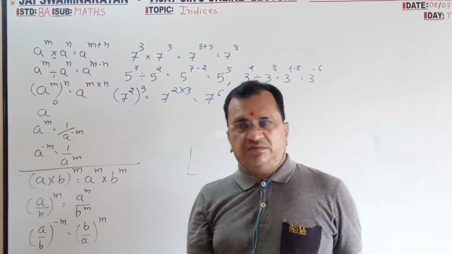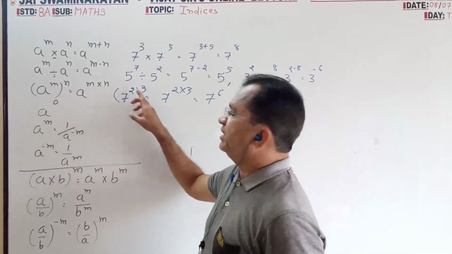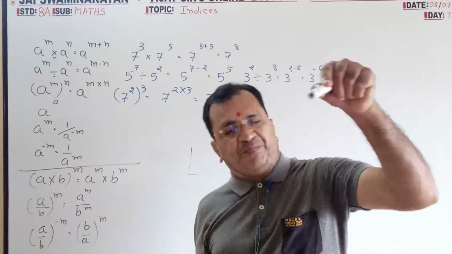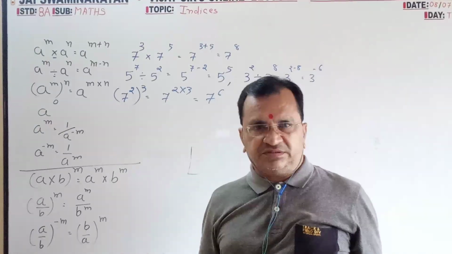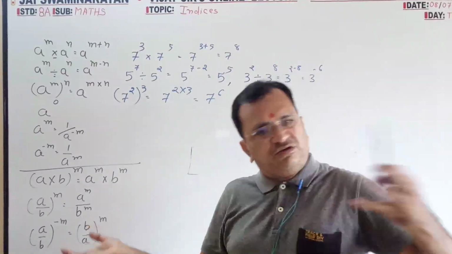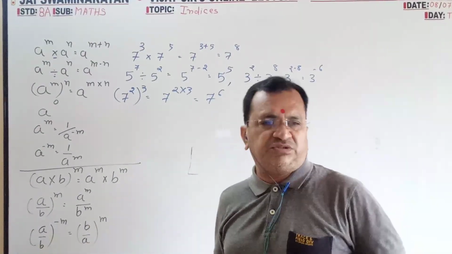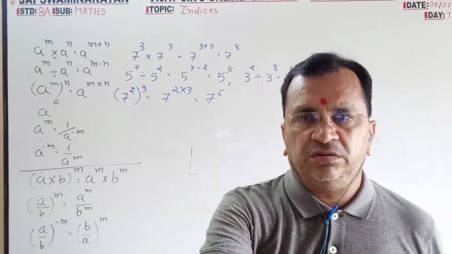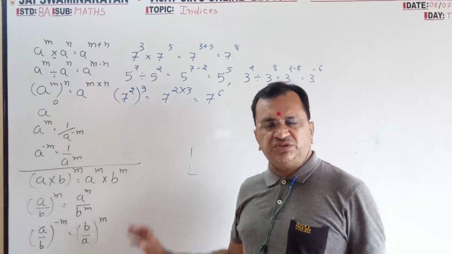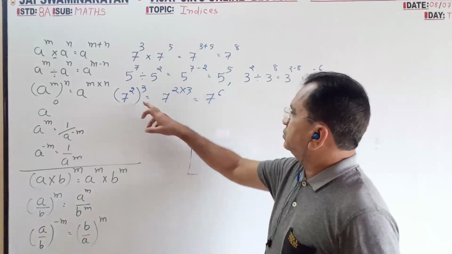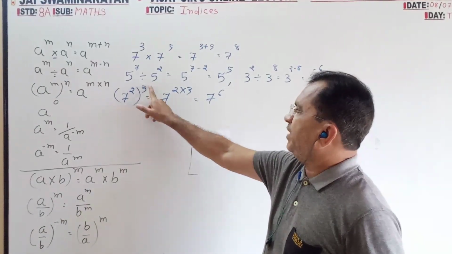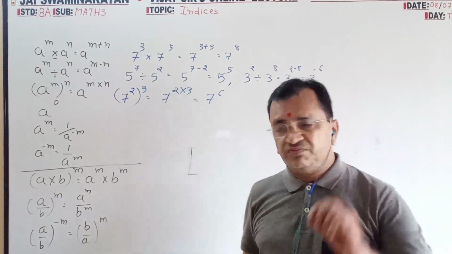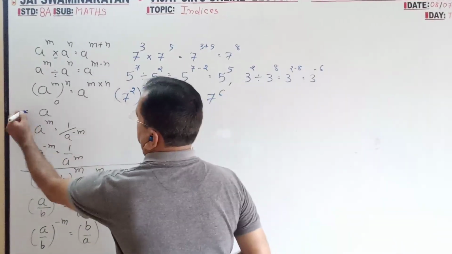Power of power. 7 raised to 2 raised to 3. 3 power of 2 power or 2 power of 3 power, the meaning is the same. 2 into 3 is equal to 6, 3 into 2 is equal to 6. So 2 power of 3 power or 3 power of 2 power, that is total 6. Now this is very important.